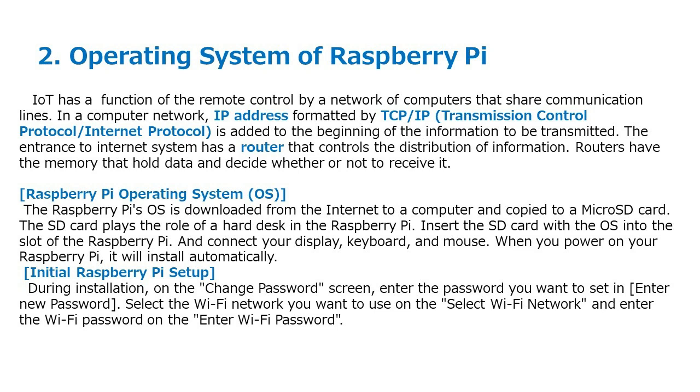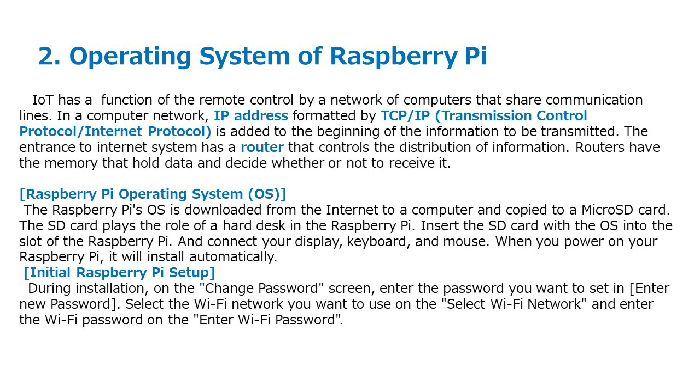Operating System of Raspberry Pi. IoT has a function of remote control by a network of computers that share communication lines. In a computer network, an IP address formatted by TCP/IP, Transmission Control Protocol/Internet Protocol, is added to the beginning of the information to be transmitted. The entrance to the Internet system has a router that controls the distribution of information. Routers have memory that holds data and decide whether or not to receive it.